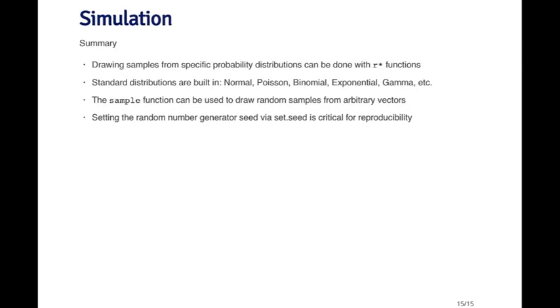The sample function can be used to draw random samples from arbitrary vectors. So if you want to create your own distribution here. And then it's very important to remember to set the random number generator seed anytime you simulate data in R so that you can reproduce the results that you got at a later date.